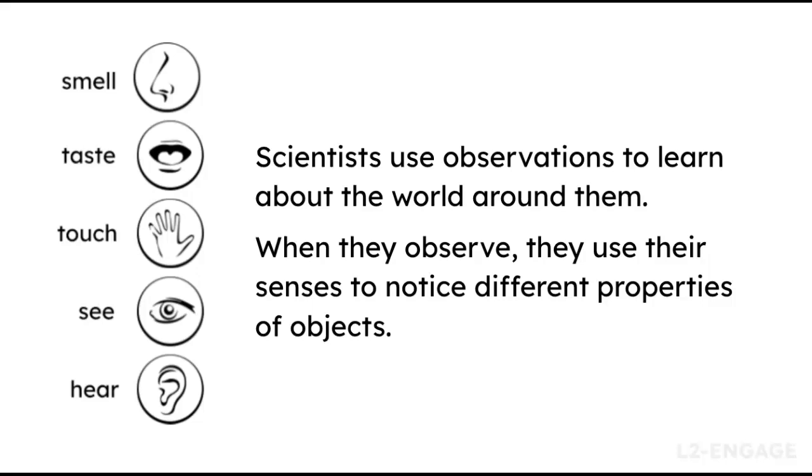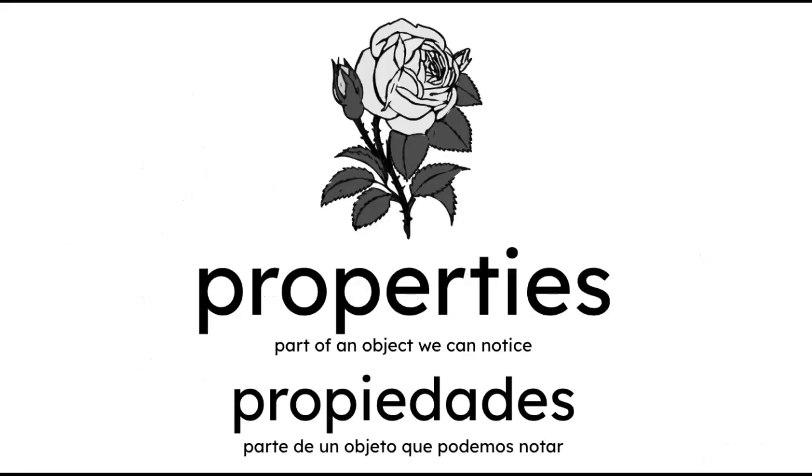You will continue the discussion and explain to students that scientists use observations to learn about the world around them. When they observe, they use their senses to notice different properties of objects. This is a good time to post the properties vocabulary card.